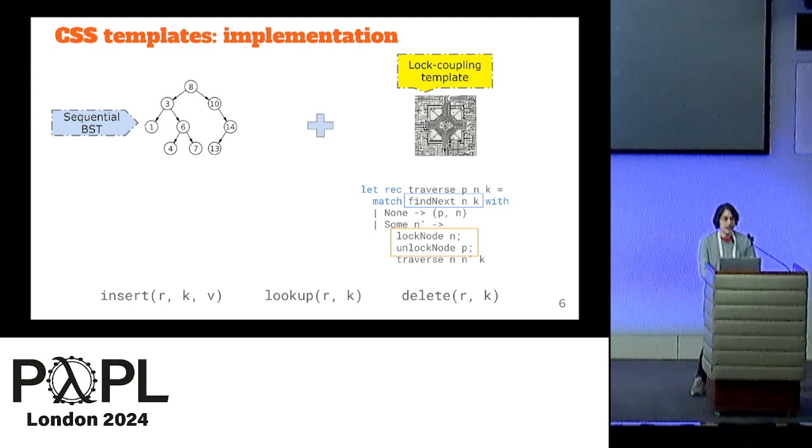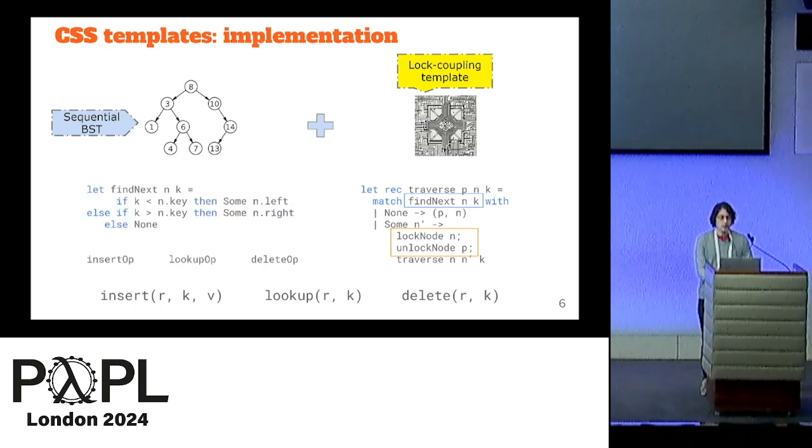So then if we want to attach this template to a data structure, we have to implement a findNext function for some particular data structure. So for instance, in a binary search tree, maybe findNext just compares the key we're looking for to the key in the current node and tells us whether to go to the left or the right child.